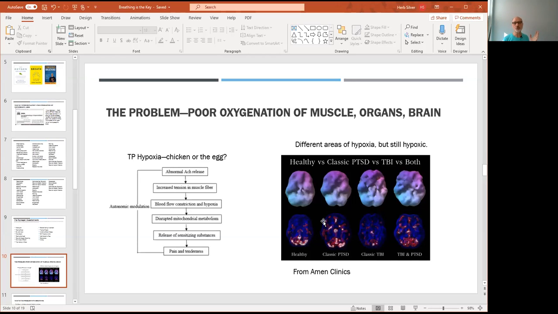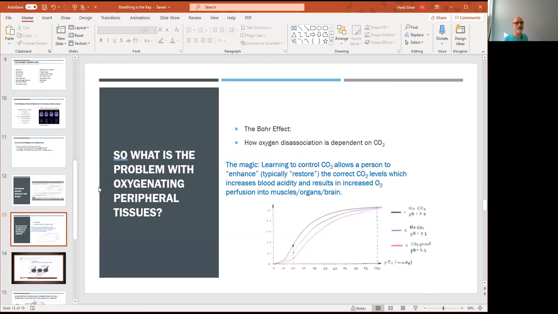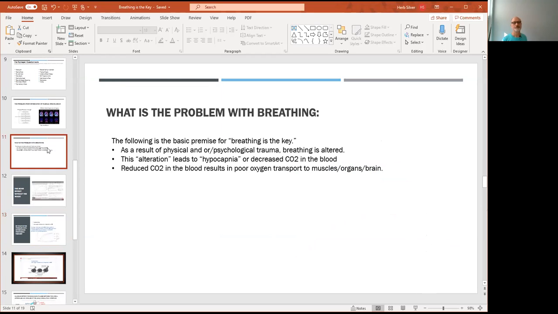But here are just two examples: the brain is hypoxic with certain conditions, trauma, a lot of things we see in clinic, and we know that the muscles are hypoxic, and we want to solve that problem. So what is the problem with our breathing?